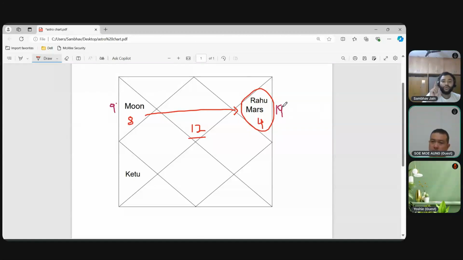Here, Moon is heading towards Mars. Rahu will contaminate Mars because Mars is already weak. Rahu will not amplify Mars. Rahu will contaminate Mars more, because Mars is weak and will not be able to hold the energy of Rahu. So Mars will get weaker with Rahu here.